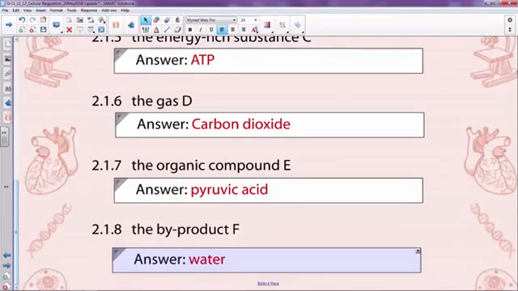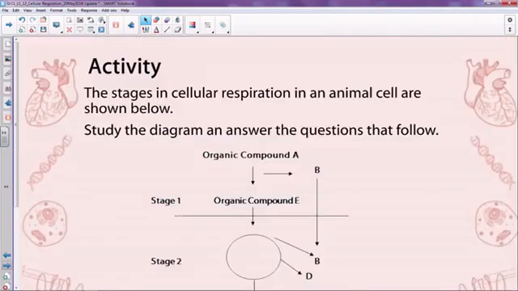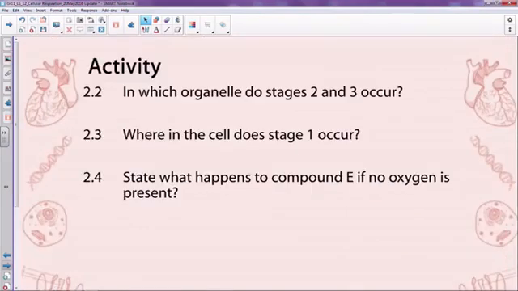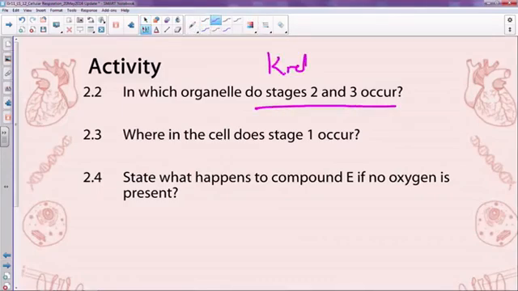So quite a nice question to engage with. Let's look at some more questions on this diagram and see if we can answer them together. In which organelle do stages 2 and 3 occur? If we look at stages 2 and 3, guys, stages 2 and 3 refer to the Krebs cycle and oxidative phosphorylation.